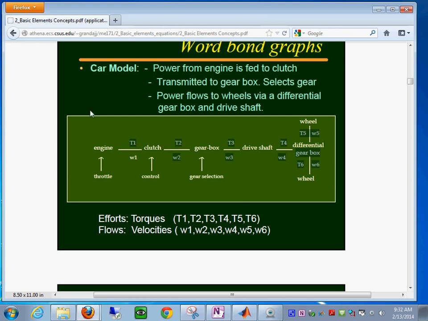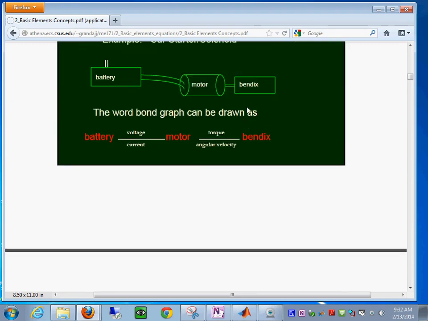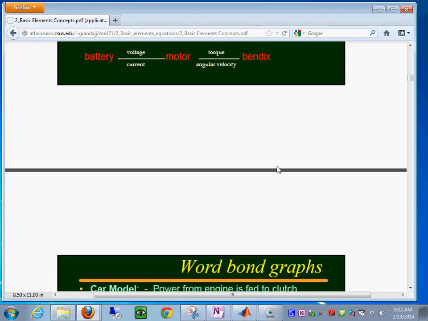Yeah, what does Bendix mean? Bendix? B-E-N-D-I-X. From the previous slide. This is a word used for the little gear on the starter of your car that connects with the flywheel, and then starts your engine.